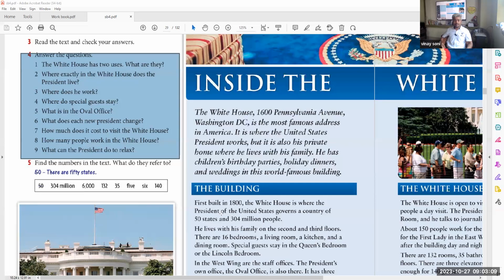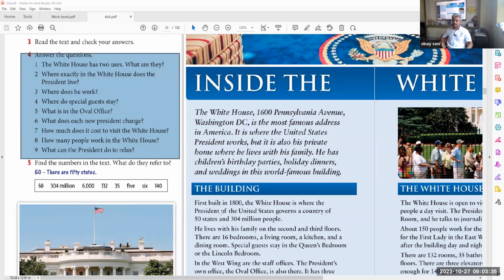Where were we? So now we know the White House has two uses. It is where the president works and it is where he lives too. The White House is the place where the president lives with his family and he works there too.